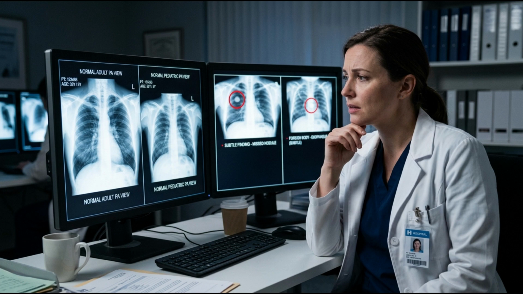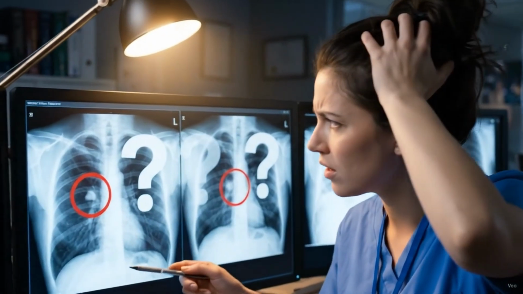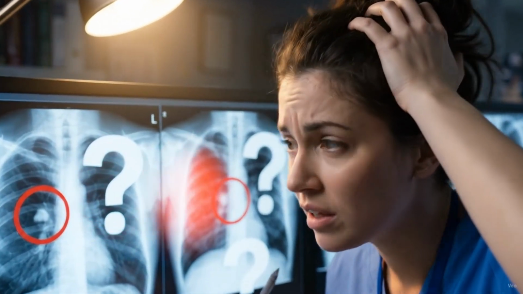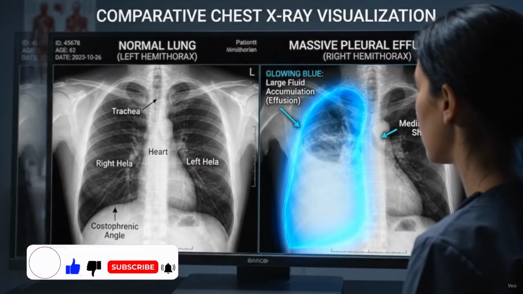Just by looking at a chest X-ray, most healthcare professionals miss important findings because they don't follow a systematic approach. In today's class, I will teach you a simple ABCDEF method that will help you read any chest X-ray confidently in just 15 minutes.